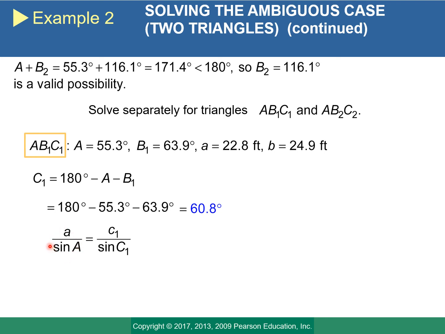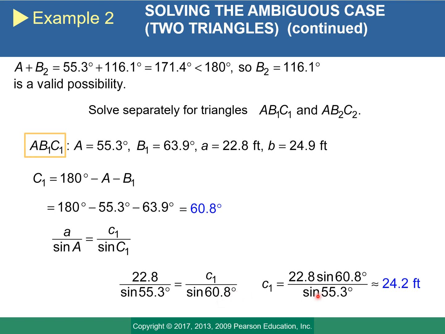Because we talked about this at the beginning of the video, use the given information as much as possible. Even though we knew side length B and we found capital B, we're still going to stick with A because we were given capital A and little a. So we set up our ratio and our proportion here with our given information and our found information for angle C, and then solve for little c1. So just multiply both sides of this equation by sine 60.8. All right, and then when you do that in your calculator, you'll get about 24.2 feet.